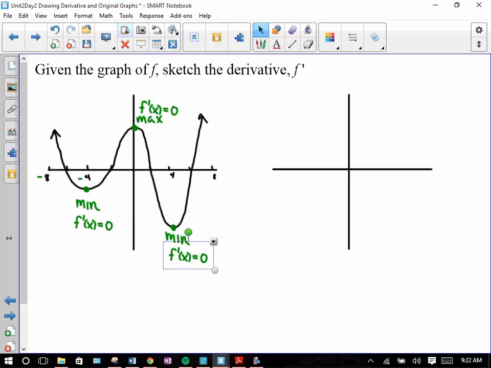So, what we can do now is we can come over here and we can plot those on our graph. So we have, looks like it's down to 4, maybe 2.